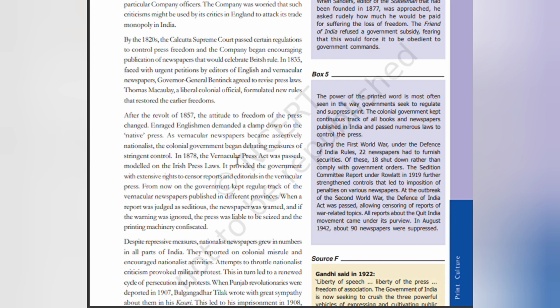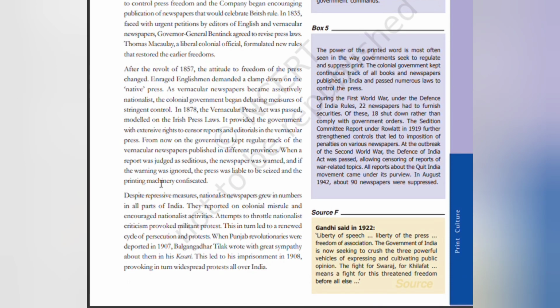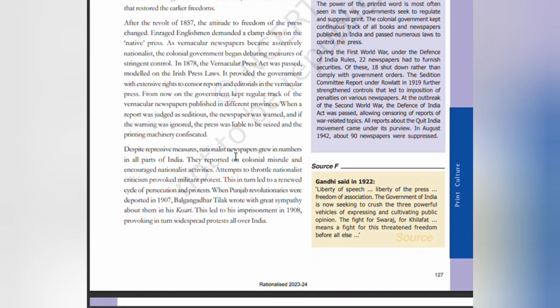In 1878, the Vernacular Press Act was passed, modeled on the Irish Press Laws. It provided the government with extensive rights to censor reports and editorials in the vernacular press. From now on, the government kept regular track of the vernacular newspapers published in different provinces. When a report was judged as seditious, the newspaper was warned, and if the warning was ignored, the press was liable to be seized and the printing machinery confiscated.